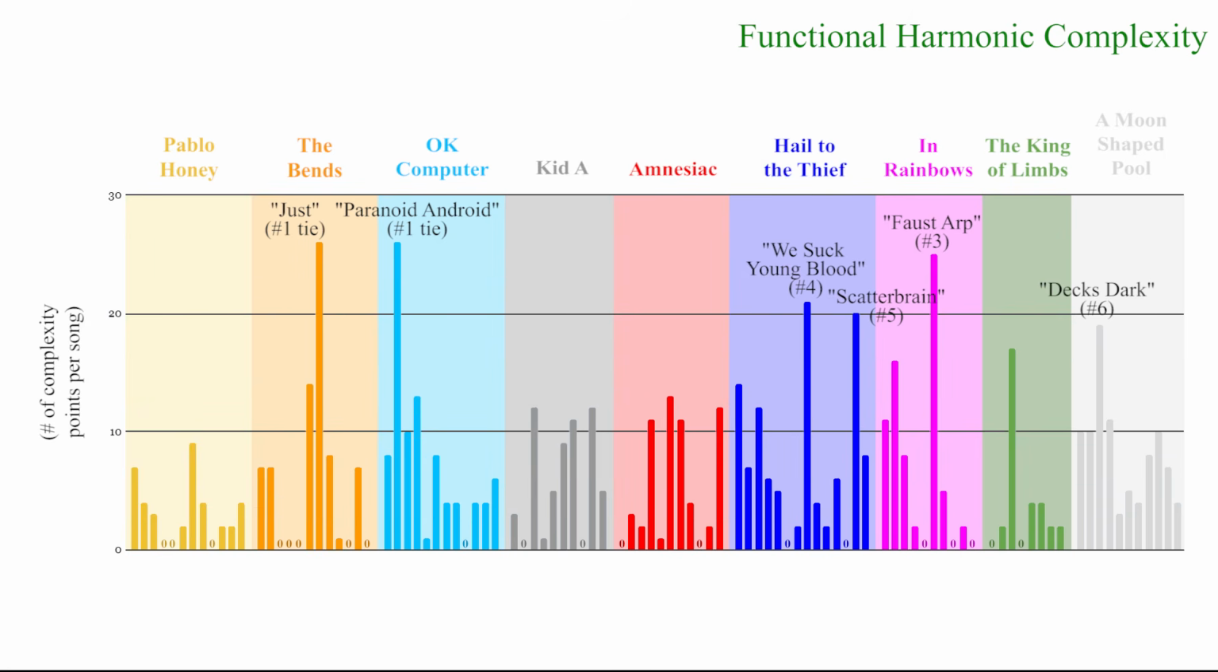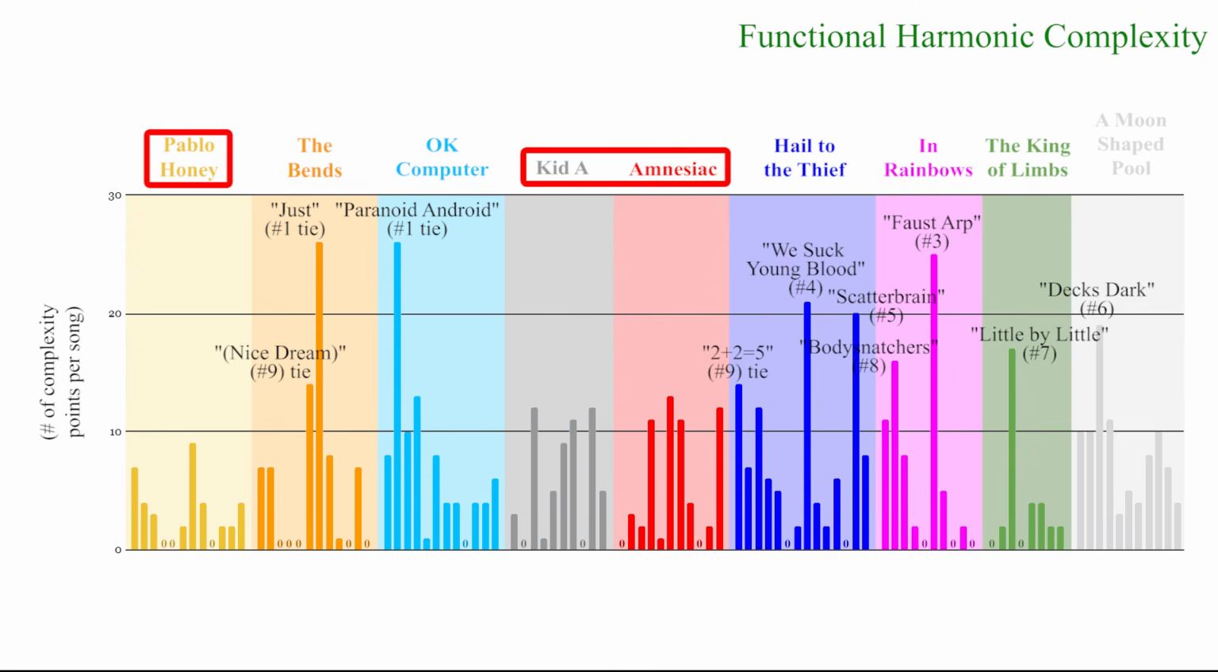Then, sixth place goes to Dex Dark, seventh place to Little by Little, eighth place to Body Snatchers, and finally a two-way tie for ninth place between Nice Dream and 2 + 2 = 5. The album with the most songs in this top 10 is Hail to the Thief with 3. Conversely, Pablo Honey, Kid A, and Amnesiac don't have any songs in the top 10 at all. Also, interestingly, despite A Moon-Shaped Pool being the top-ranked album, it only has one song in the top 10. After all, the album's high consistency means having few outliers in either direction.